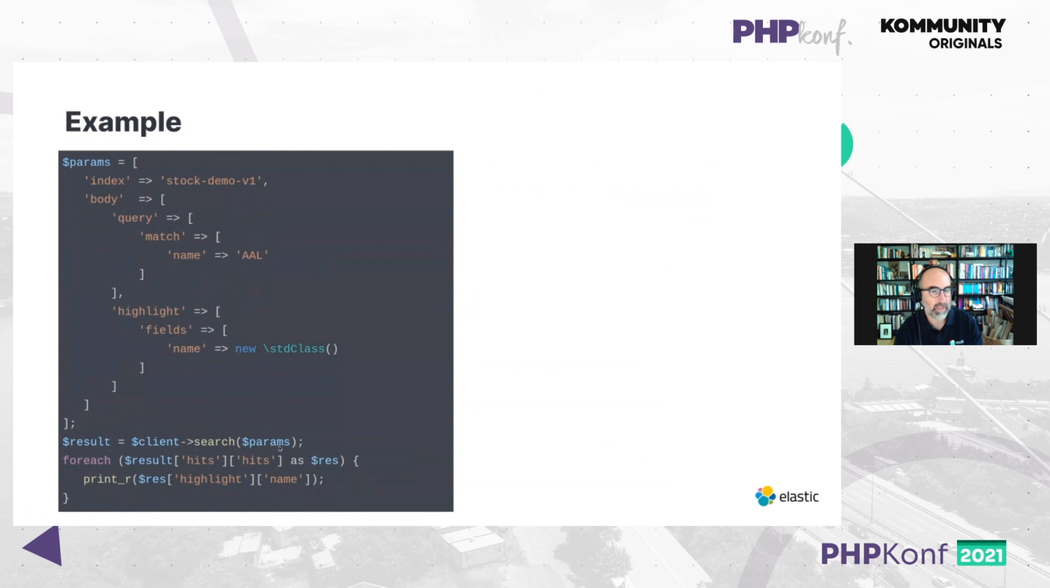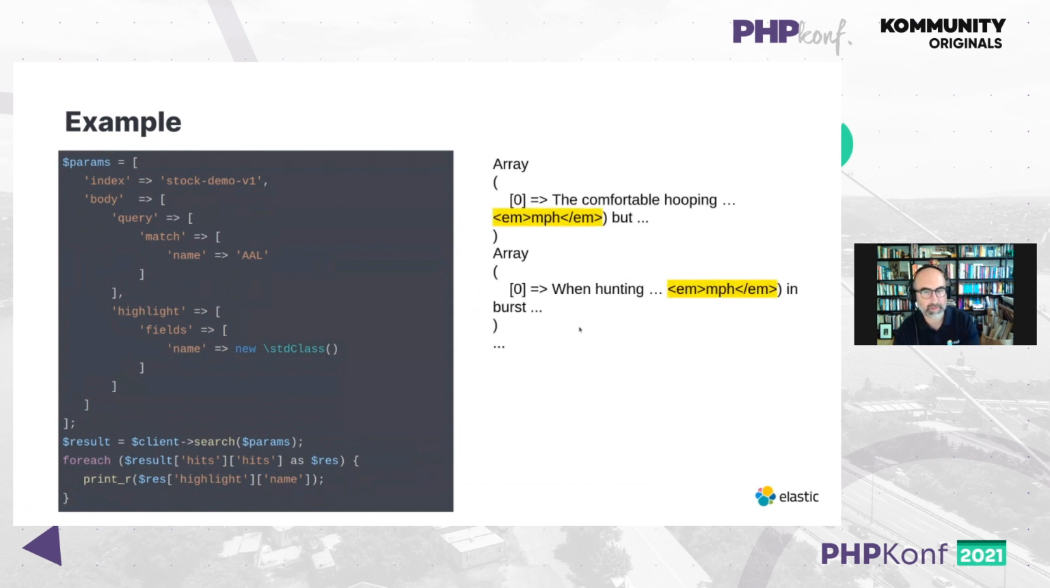You need to perform the search, and the results, actually, this is interesting. You can loop inside the hits. That is the usual way to collect the results from Elasticsearch. And you can print the highlight name, and you will get something like this, where all the highlight terms that are results from Elasticsearch are added using this EM HTML tag.